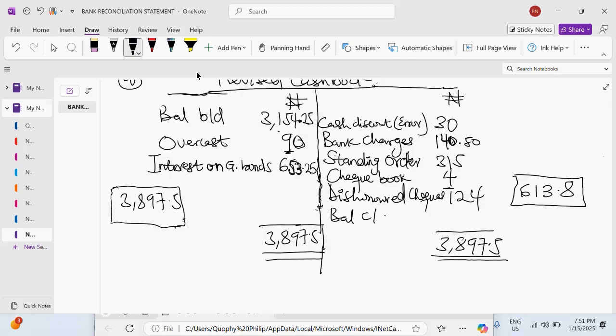So the balance c/d will come here, right? The difference. What is the balance c/d? 3283.7? Please come again, what are you getting? 3280.7. That's what I got. If you are not giving me correct figures, it will not balance.